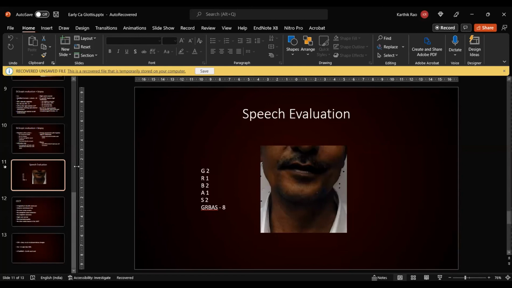So what are the advantages of... so go ahead. No, sorry, KK, go ahead. Karthik, what are the advantages you see of laser over radiotherapy?